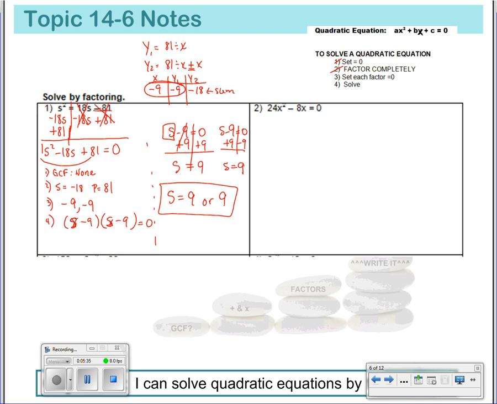Problem number 2, let's start with set it equal to 0. Well, it's already set equal to 0. Next, we need to factor completely. So let's go through the rules of factoring. Does it have a GCF?